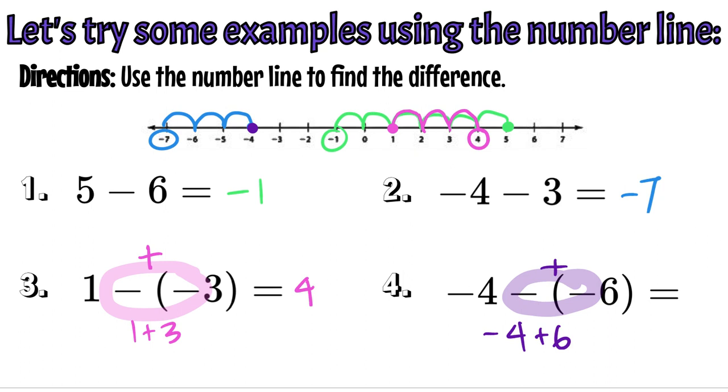So this means that we're moving to the right 6 spaces on the number line from our -4. 1, 2, 3, 4, 5, 6. That brings us to +2. So -4 minus -6, or -4 plus 6, is equal to +2.